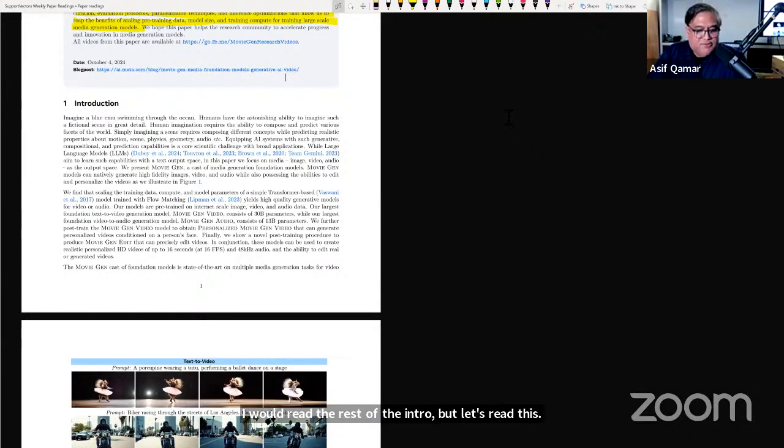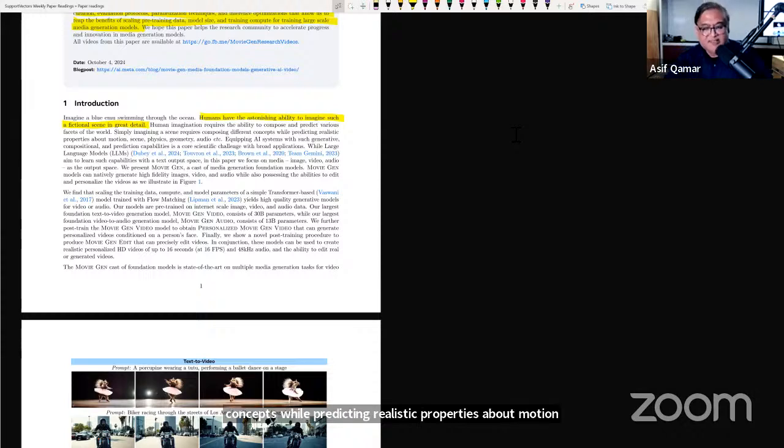Imagine a blue emu swimming through the ocean. Humans have the astonishing ability to imagine such a fictional scene in great detail. So the moment you give another human being a prompt, imagine a blue emu swimming through the ocean, obviously the other person uses vivid imagination and will come up with something. That's what they're saying. Human imagination requires the ability to compose and predict various facets of the world. Simply imagining a scene requires composing different concepts while predicting realistic properties about motion, scene, physics, geometry, and audio.